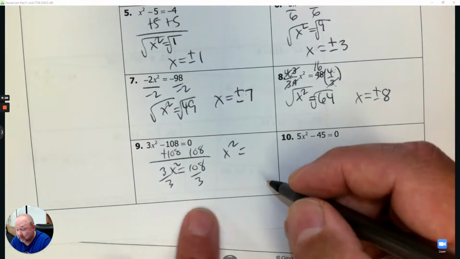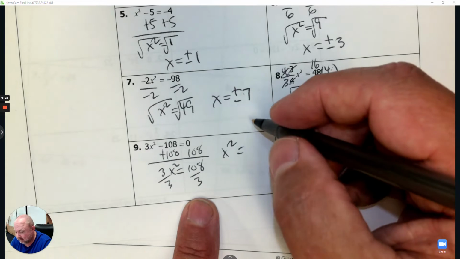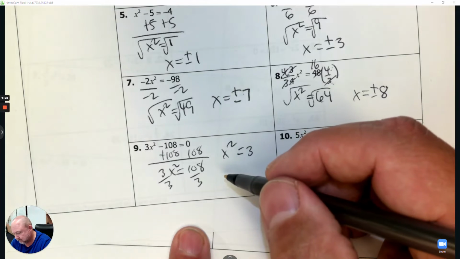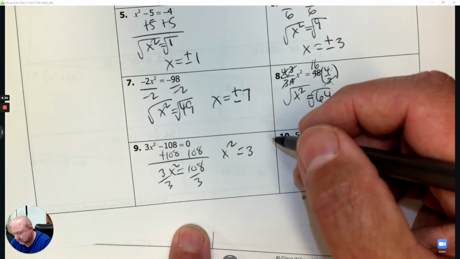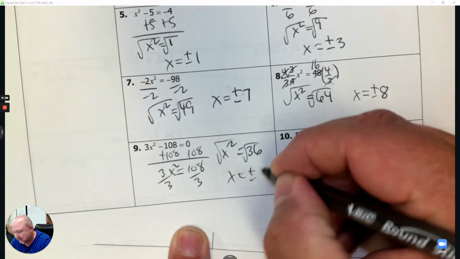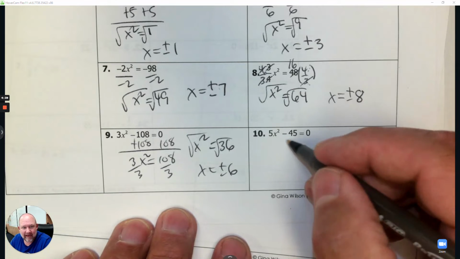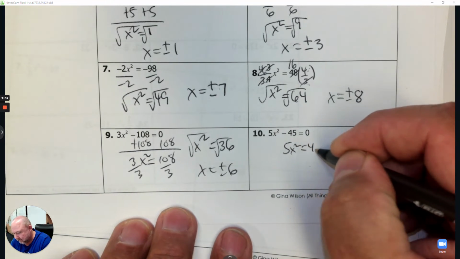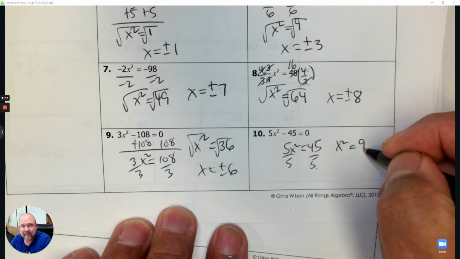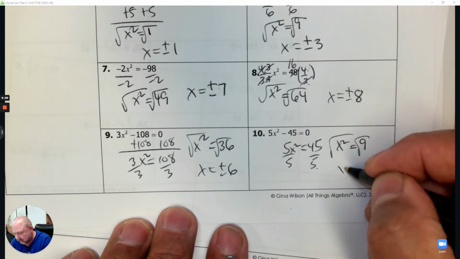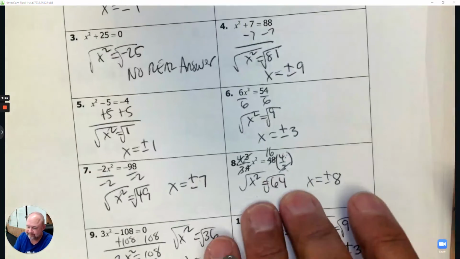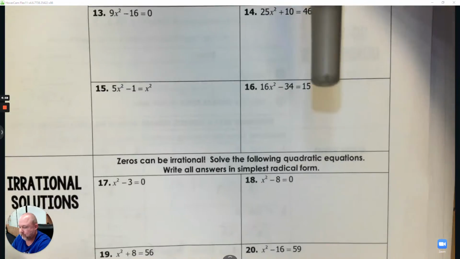I'll help you. How many times does 3 go in there? 3 goes in 18, 6, 36. That took too long. Square root, plus or minus 6. All right, add 45, divide by 5, and then 45 divided by 5 is 9, and then square root, and you have your answer. Positive or negative? Turn the page.